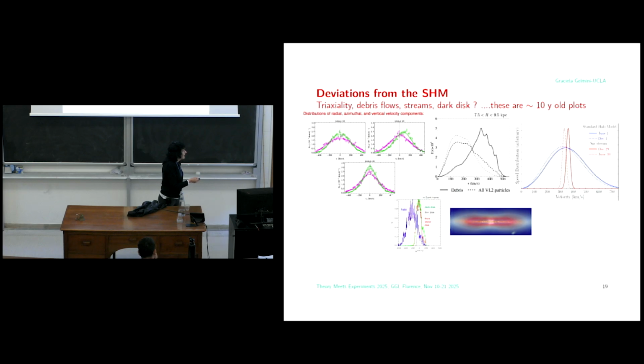All right. Now, let me talk about deviations from the standard halo model. These things here, triaxiality, these were the debris flows. This is potentially a stream. This is a dark disk. These were about 10 years ago. This is the world before Gaia. And then there is now the world after Gaia. So this is the before and after Gaia era.